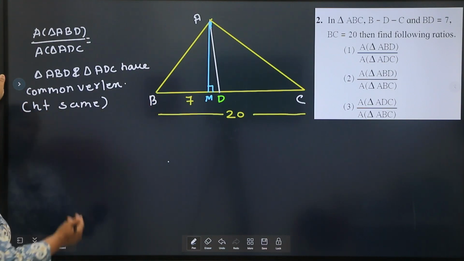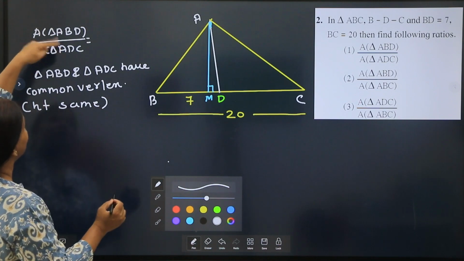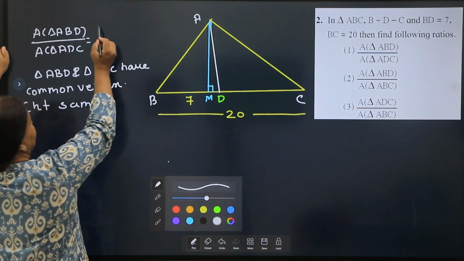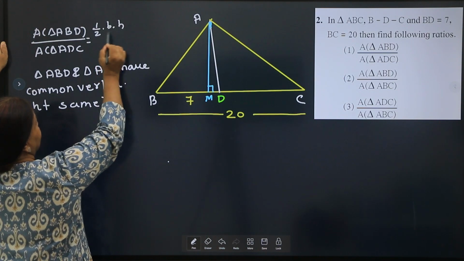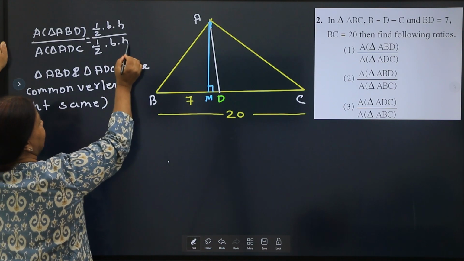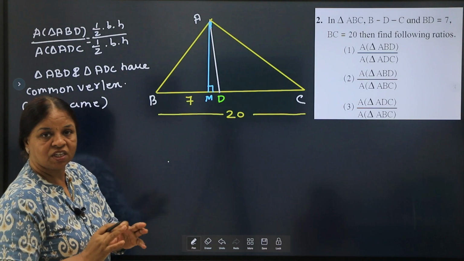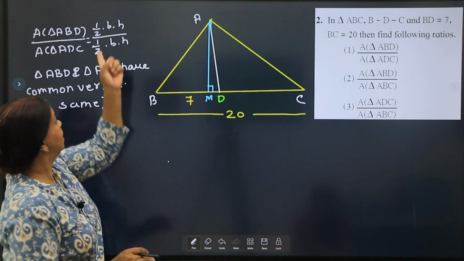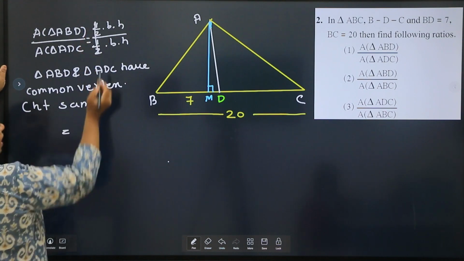Okay. So if the height is the same, what will be the ratio of the area of the two triangles? Half into base into height upon half into base into height. In previous videos I have explained this in great detail. If you watch other videos, then you will understand this very well. So let me write it down here. Half and half get cancelled.